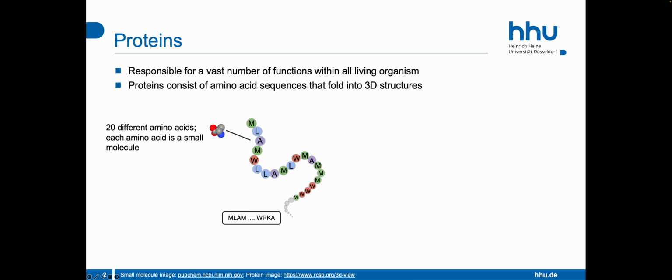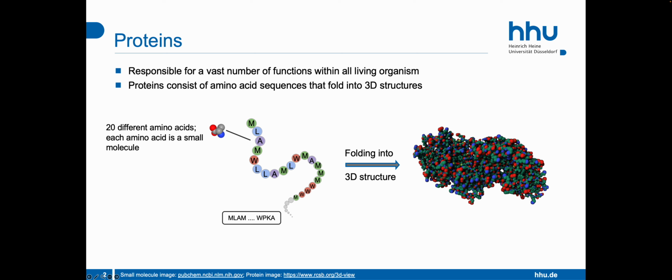So proteins are long chains of amino acids, and successive amino acids are linked together by chemical bonds that are called peptide bonds. Such protein chains typically consist of a few hundred amino acids. When a protein amino acid sequence is built, the protein sequence does not remain a linear sequence, but instead it folds into a 3D structure.